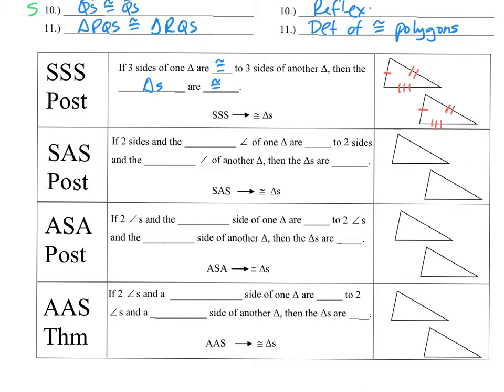The shorthand way that we'll write this postulate is we'll just say side, side, side implies congruent triangles. Okay, that's called the side, side, side postulate.